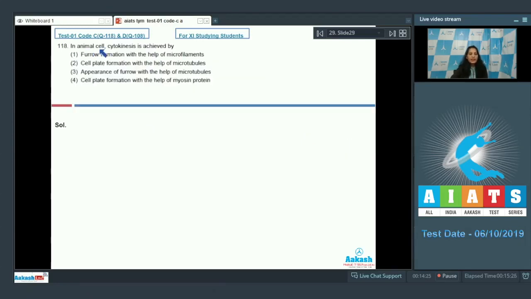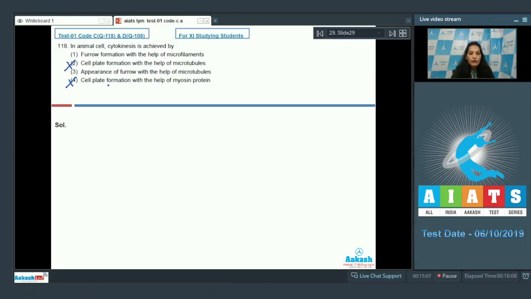Question number 118. In animal cells, cytokinesis is achieved by. Cytokinesis is division of cytoplasm. And in plant and animal cells, cytokinesis differs. How? Because in animal cells, the cell membrane is flexible. It can form the furrow and the cell can easily divide. But in plant cells, it cannot happen because there is a rigid cell wall which cannot move inside or outside. So in animal cells, cytokinesis takes place with the help of furrow formation. Cell plate formation takes place in the plant cells. So option number 2 and 4 are ruled out.